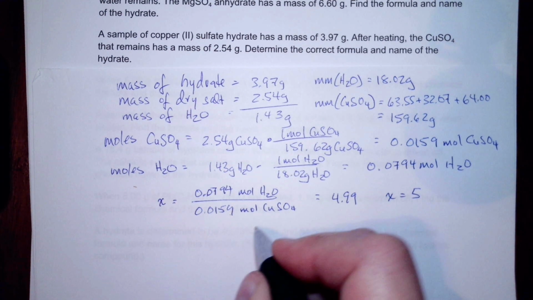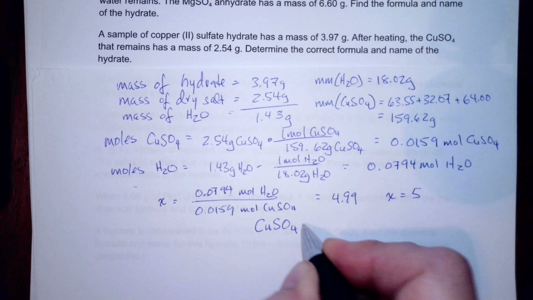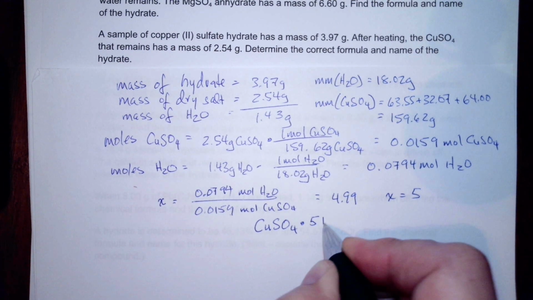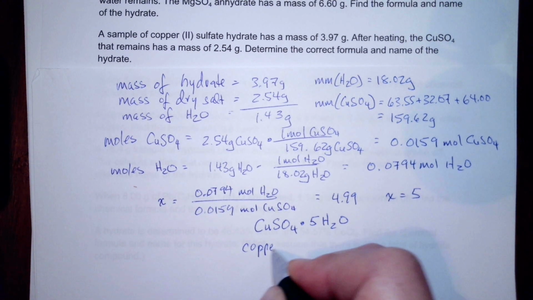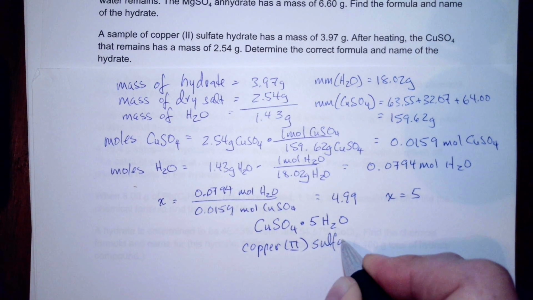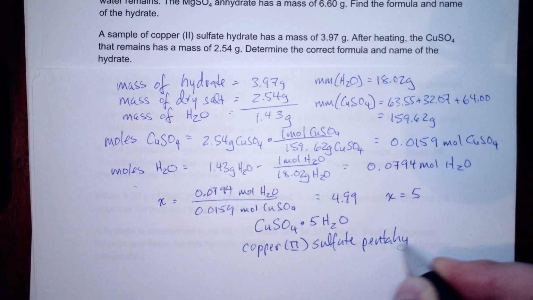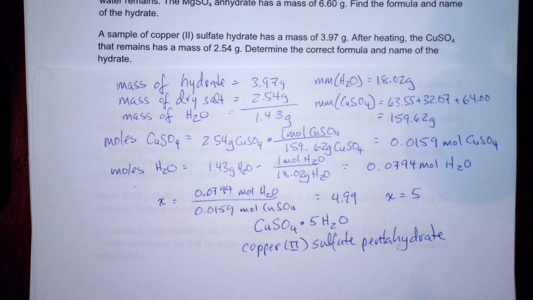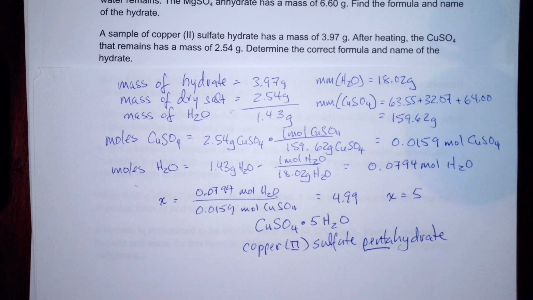so we're going to say that our number of waters of hydration is 5. Our formula is going to be CuSO4 with a dot 5 H2O, and we're going to call this copper(II) sulfate pentahydrate. So the name uses the same number prefixes that we already learned in connection with molecules. So that's how to do the second problem.